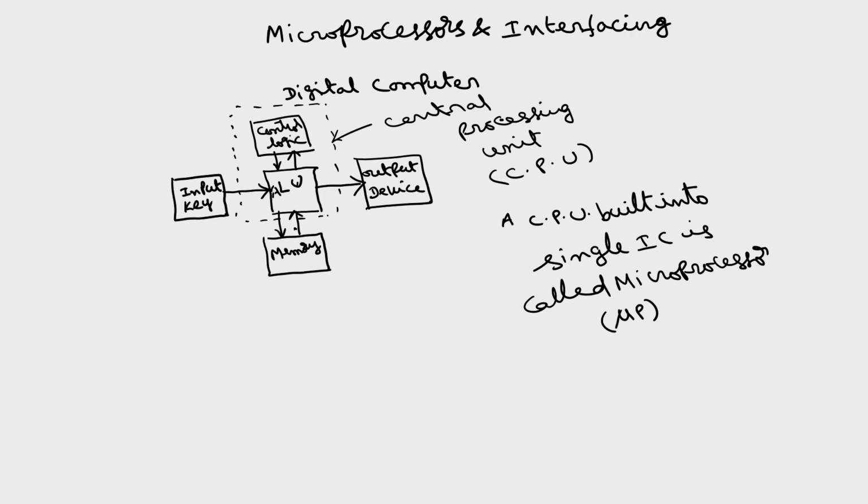The first microprocessor was Intel's microprocessor. In this course I am going to discuss only Intel's microprocessors. The first microprocessor manufactured by Intel is the 4004 in the year 1971, and this is a 4-bit microprocessor.